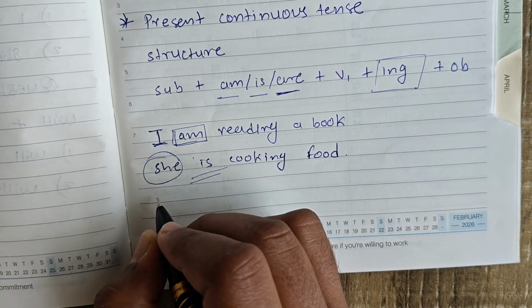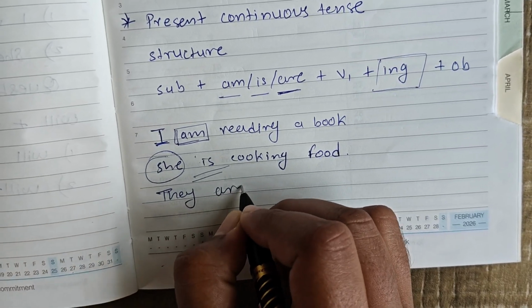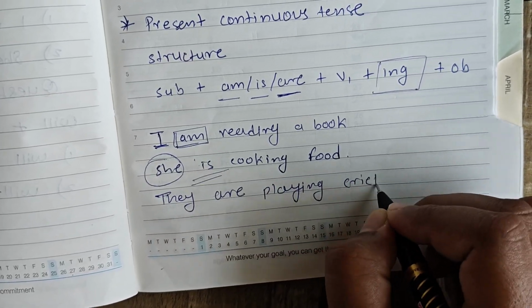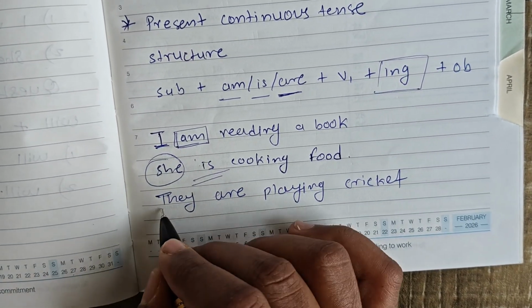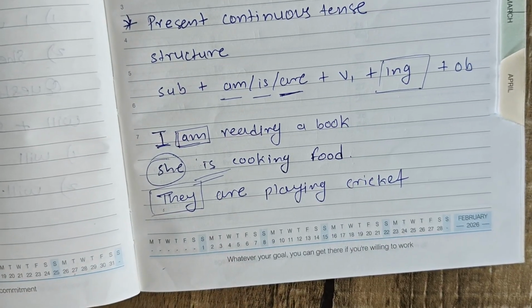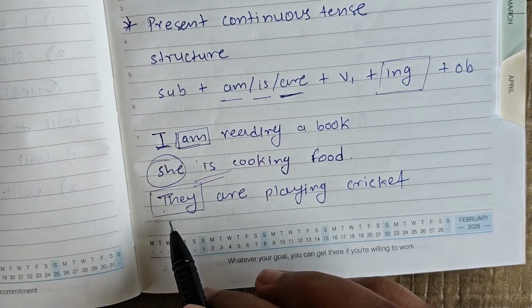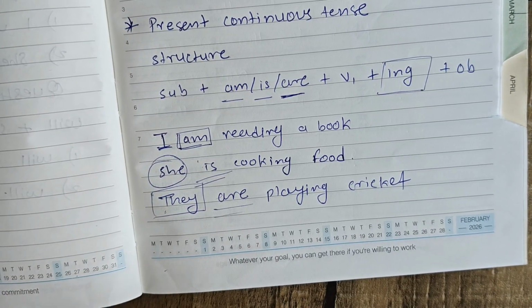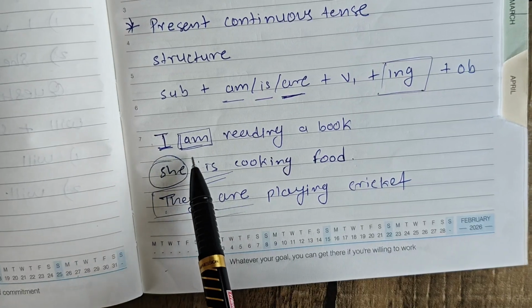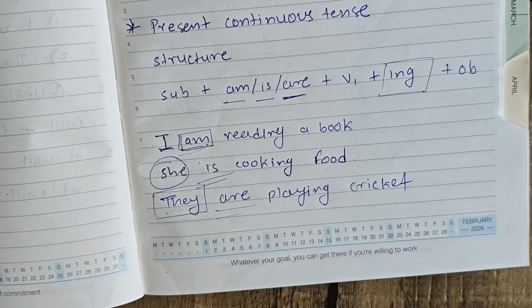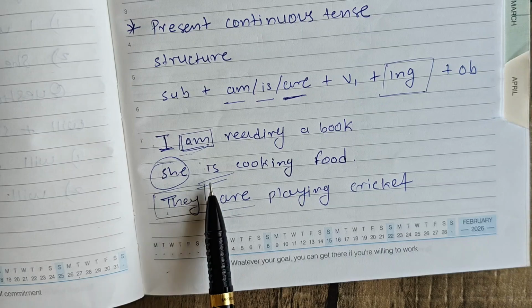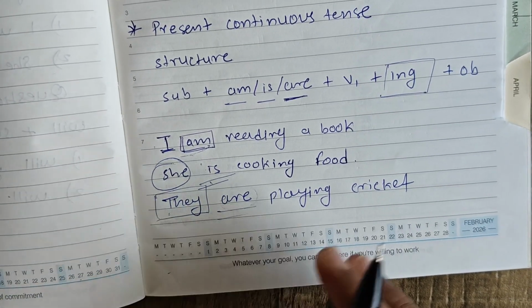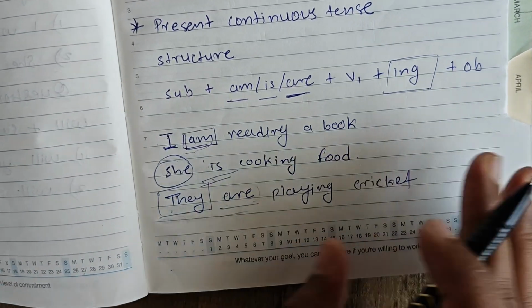Now, they are playing cricket, वो क्रिकेट खेल रहे हैं. Like that, they means the group of people they are playing. So that's why with the plural subject we are using are here. Make a note of it. With I always use am, with a singular subject always use is, and with plural always use are. It is very simple to remember.